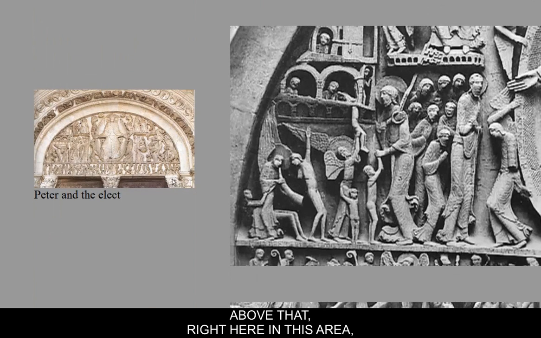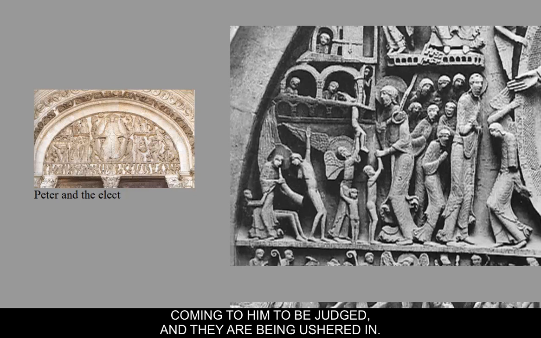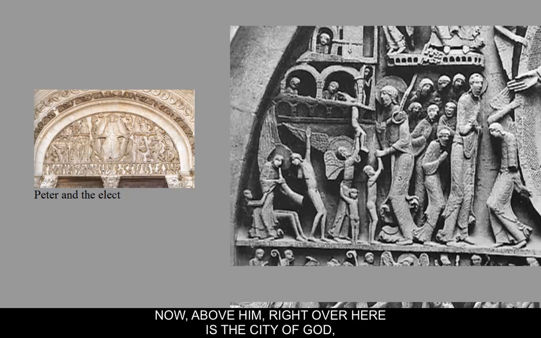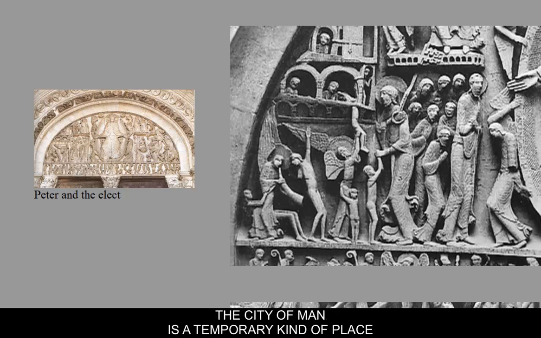Above that, right here in this area, is Peter. And this is St. Peter, and you can see in his hand, I'm pointing at it with the cursor, he has the keys to heaven, and it looks like a big antique key. And he has the people who are coming to him to be judged, and they are being ushered in. Now above him, right over here, is the city of God, which really relates to St. Augustine, and there's a text that has to do with the city of God and the city of man. The city of man is a temporary kind of place, and the city of God is eternal and lasts forever.